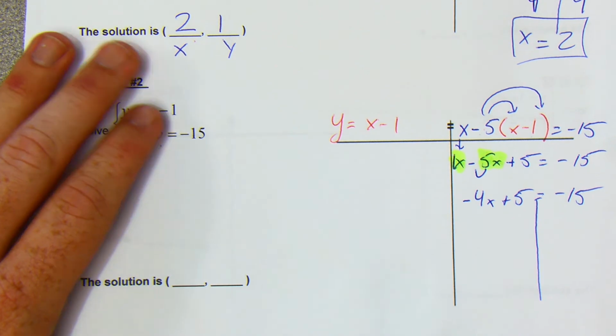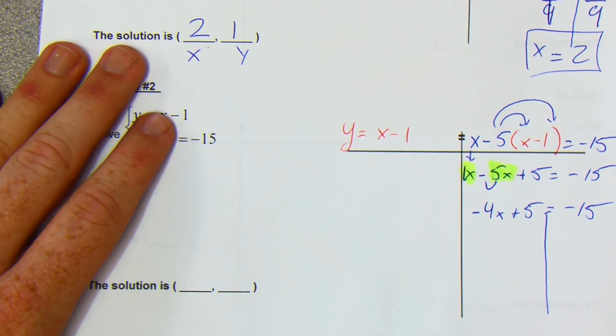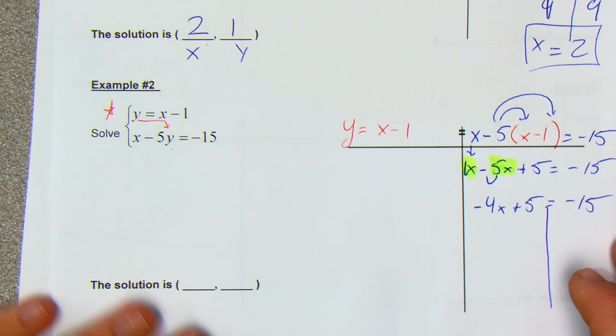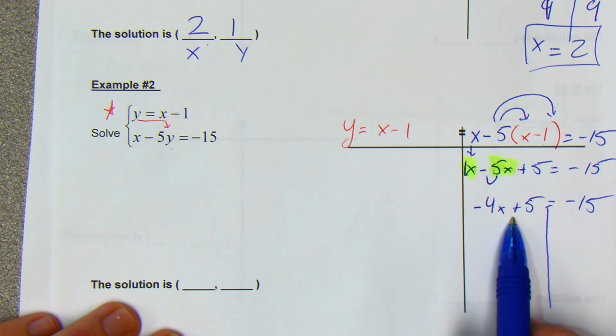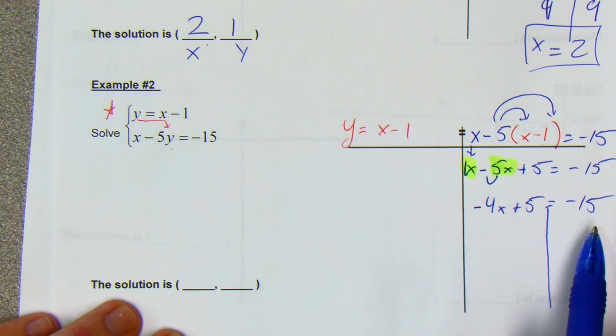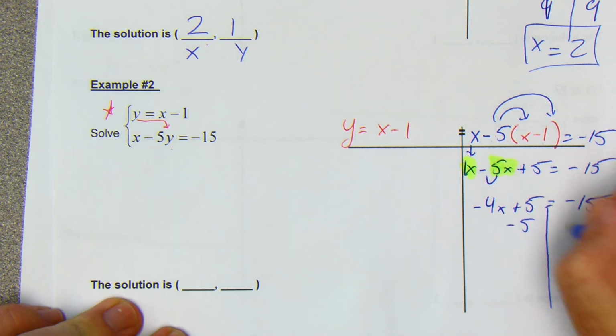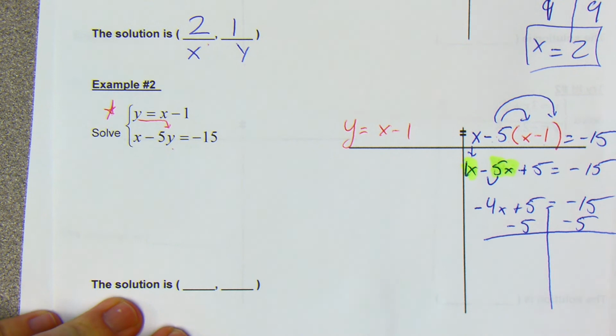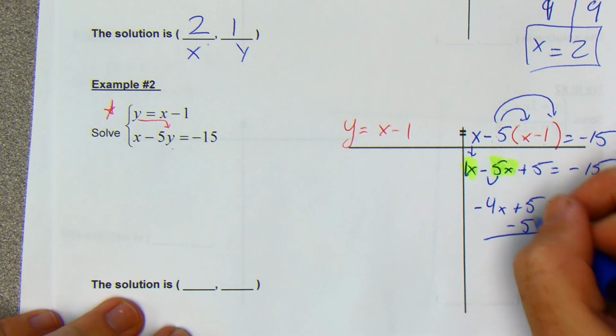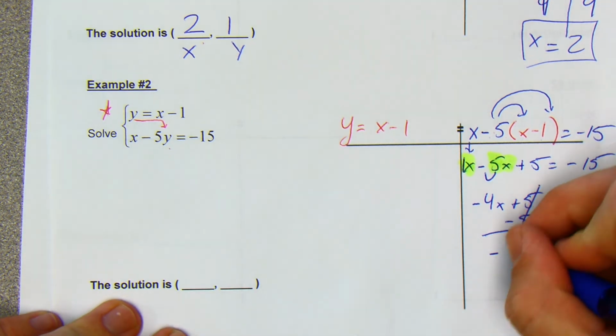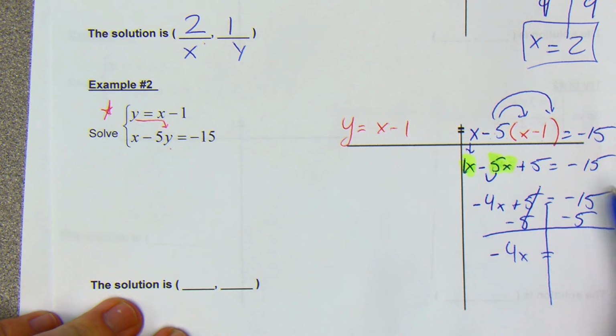Okay, so I want to get my x by itself. So first I have to move what is not attached to it, which is this plus 5. So I'm going to move that plus 5 to the other side of the equal sign by doing the opposite operation, which would be a minus 5. So I'm going to subtract 5 on both sides of my equation. Okay, so 5 minus 5 is 0, so those cancel out. So I get negative 4x equals negative 15 minus 5. I'd go more negative, negative 20.